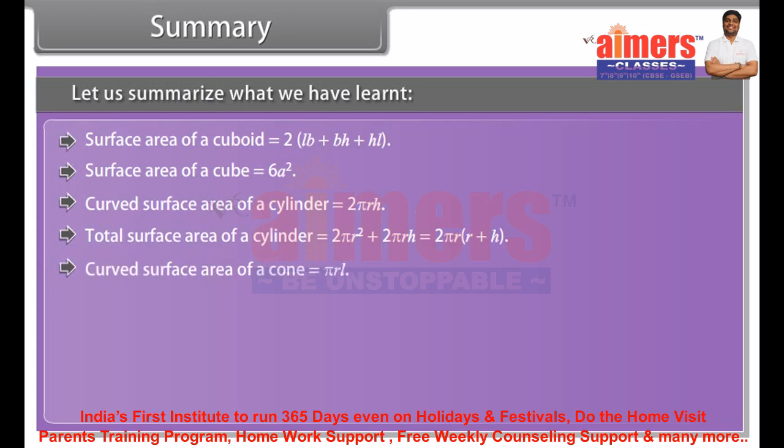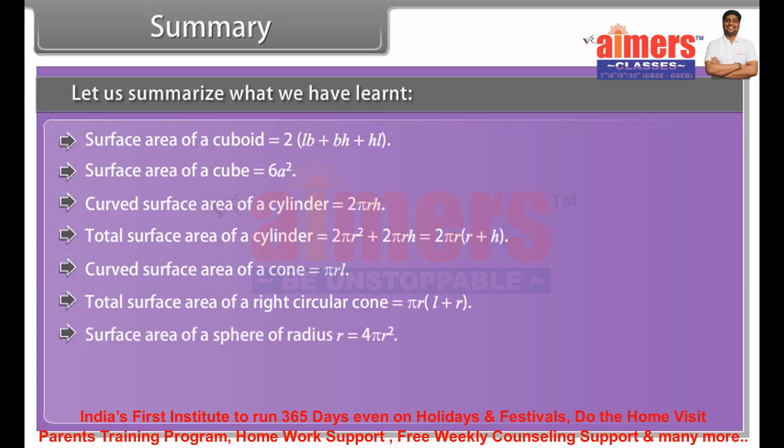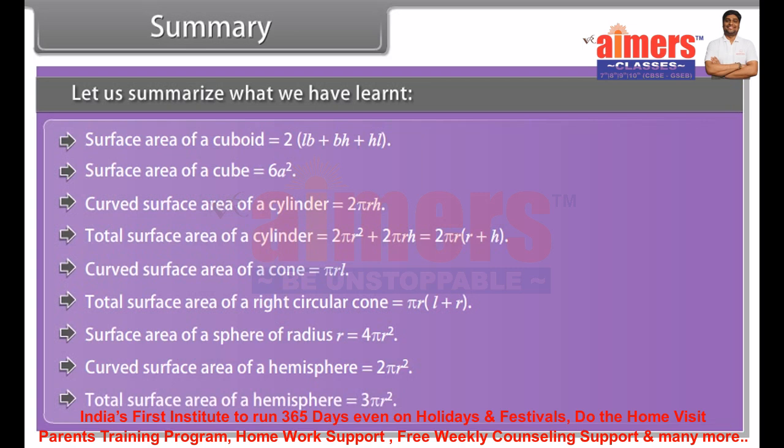Curved surface area of a cone is equal to pi rl. Total surface area of a right circular cone is equal to pi r into L plus r. Surface area of a sphere of radius r is equal to 4 pi r square. Curved surface area of a hemisphere is equal to 2 pi r square. Total surface area of a hemisphere is equal to 3 pi r square.